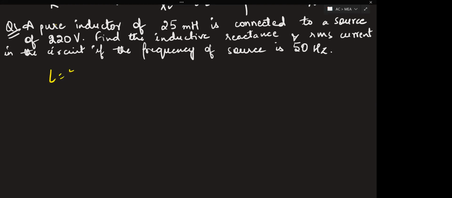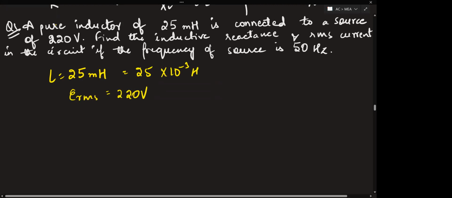Inductance is given to you as 25 millihenry, so this becomes 25 into 10 to the power minus 3 henry. It is connected to a source of 220 volts, which means ERMS is 220 volts. When nothing is mentioned and it is written that it is connected to a source of this value with this frequency, assume that this is the RMS value given. Frequency is given as 50 hertz.